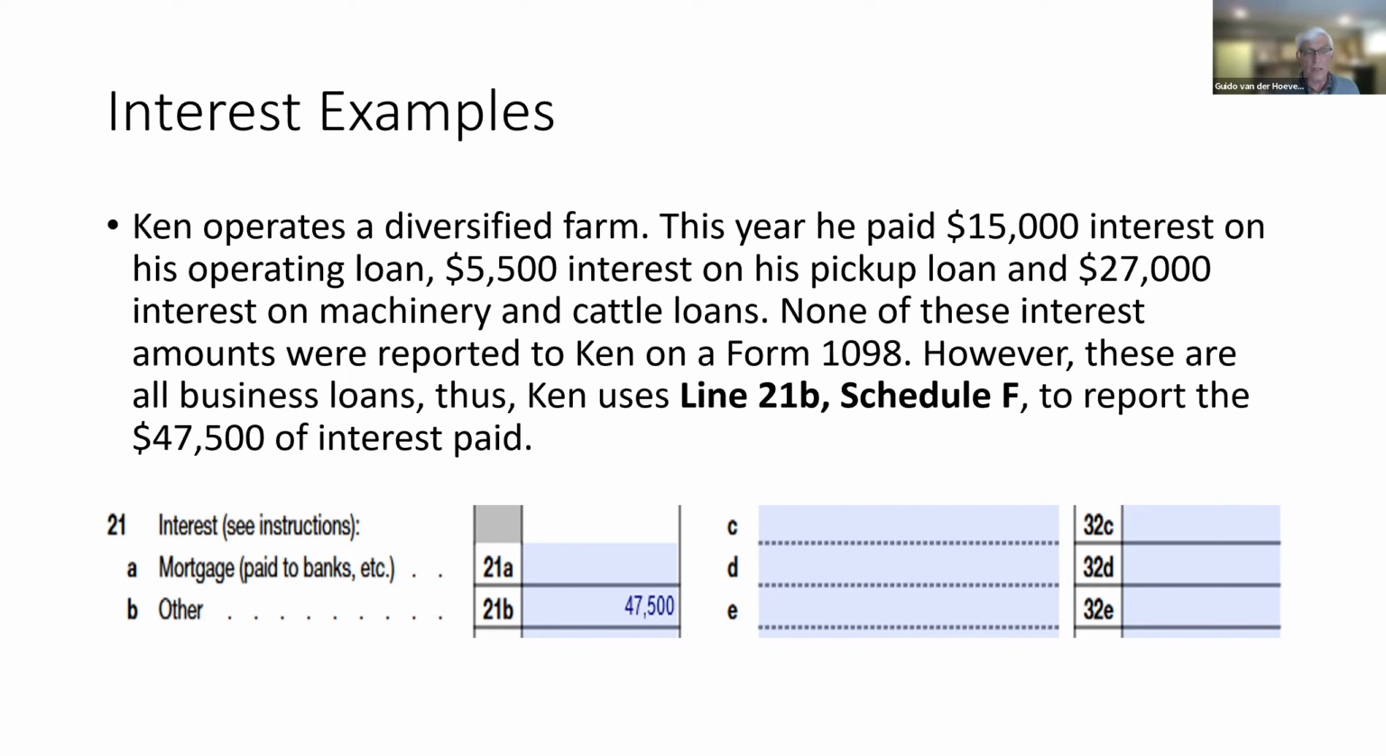IRS is going to match what's on 21A versus what's on 21B. If inadvertently Ken had reported the 47.5 on 21A and did not receive a 1098, he would probably get some correspondence from IRS trying to explain that. So that's why we've got the two lines, 21A and 21B.